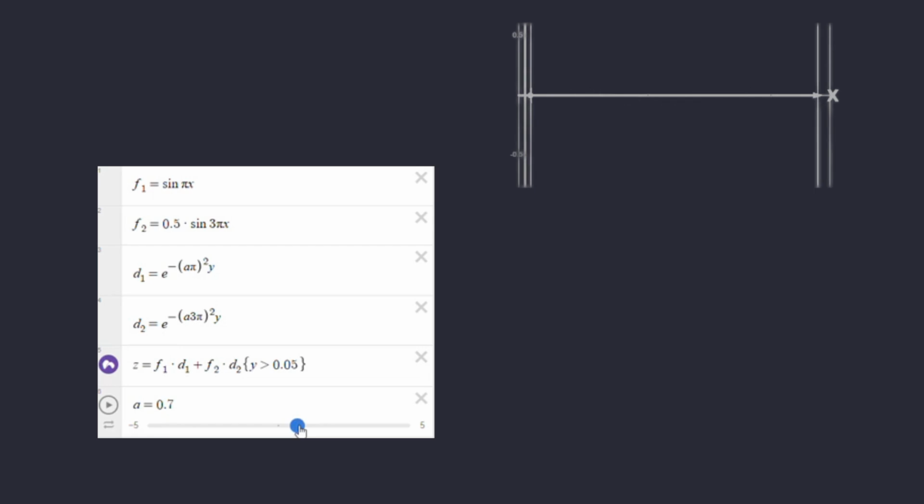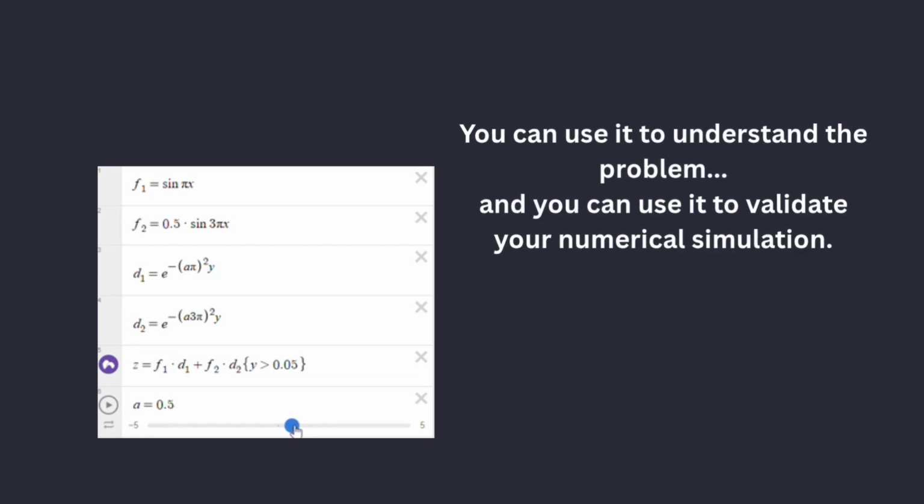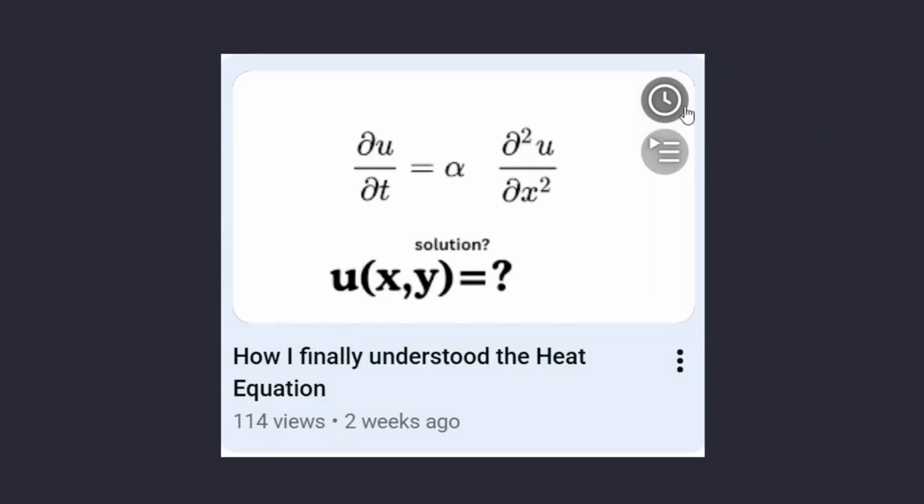And if an analytical solution is available, that's incredibly useful. You can use it to understand the problem, and you can use it to validate your numerical methods. And regarding the heat equation, I have demonstrated the general solution for the heat equation in another video.